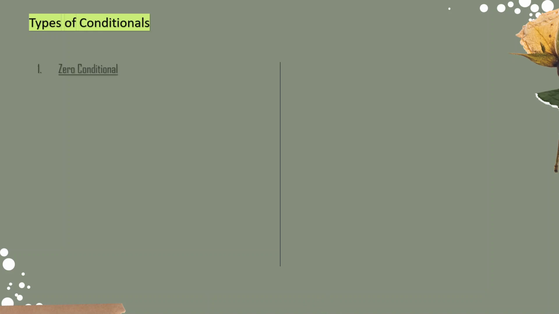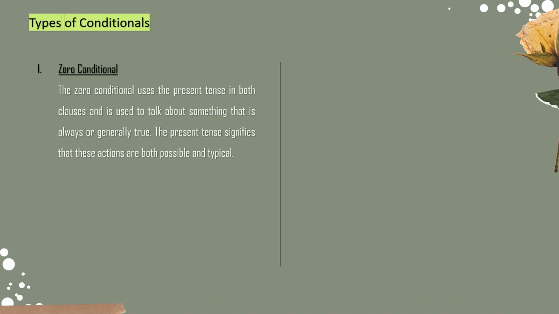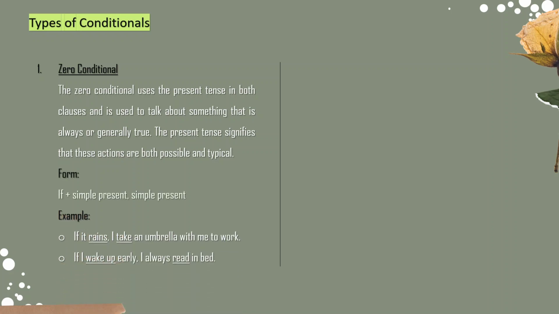The first one is zero conditional. The zero conditional uses the present tense in both clauses and is used to talk about something that is always or generally true. The present tense signifies that these actions are both possible and typical. And this is the formula: if plus simple present and simple present. For the example, the first one is if it rains, I take an umbrella with me to walk. The second example, if I wake up early, I always read in bed.